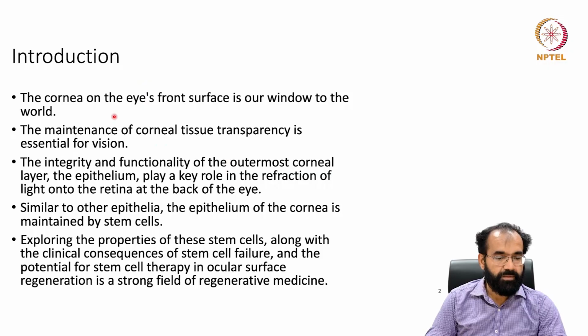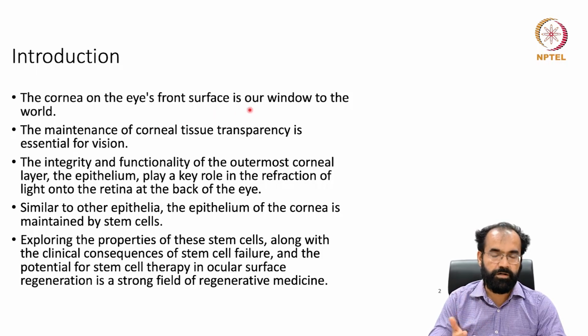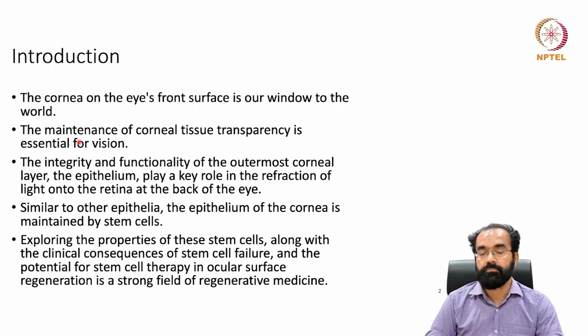So let us see. The cornea is a transparent structure present in the front part of the eye, and it is our window to the whole world. You are seeing the world through the cornea. Although you can say, I see the world through the eye. When you donate eyes from cadavers, when you collect it, it's mainly the cornea. Because cornea can be transplanted without too much immunological complication from any donor, and a recipient can have it for several years. So the maintenance of corneal tissue transparency is very important for vision.